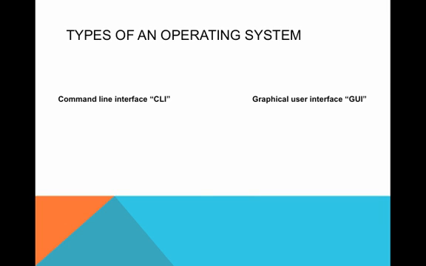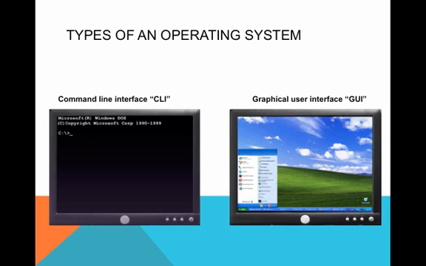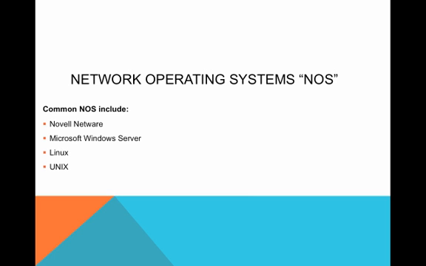The types of an operating system: we have the command line interface, CLI, where the user types commands at a prompt, and we have the graphical user interface, GUI, where the user interacts with menus and icons. Most operating systems nowadays include both a GUI and CLI.